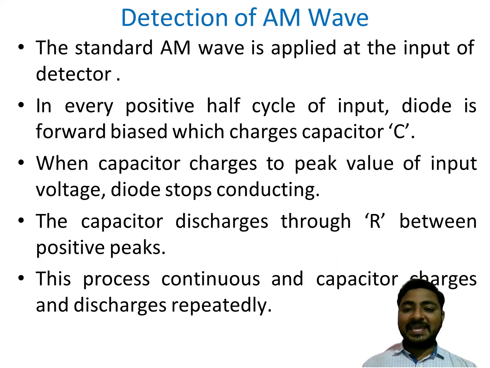So the standard AM wave is applied to the input of the detector. In every positive half cycle of the input, the diode is in forward bias and the capacitor charges. When the capacitor charges to the peak value of the input voltage and the diode stops conducting, the capacitor discharges through R between the positive peaks.